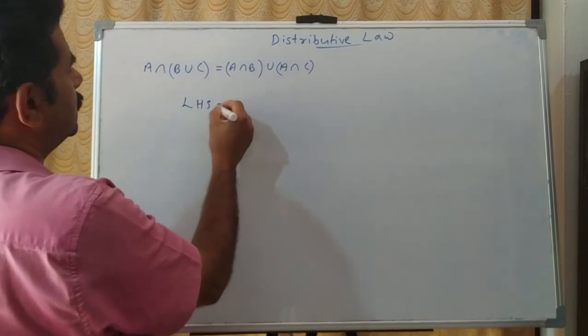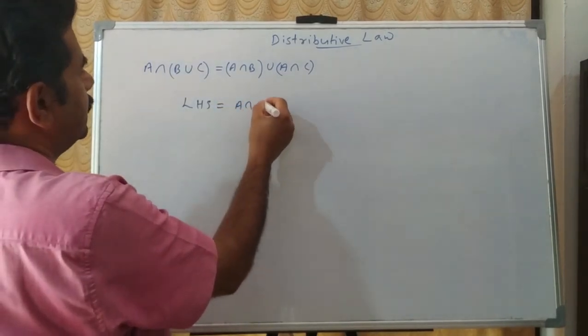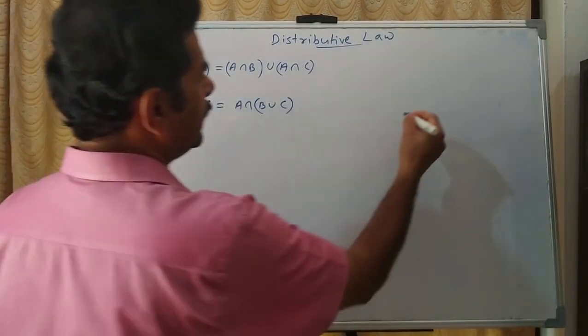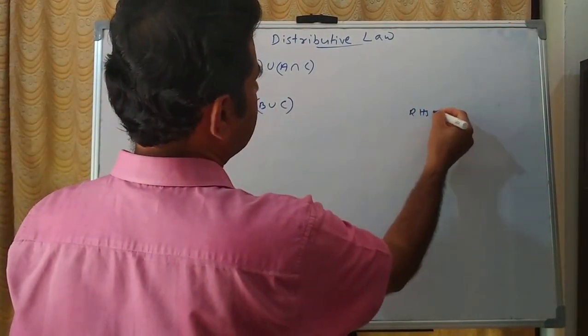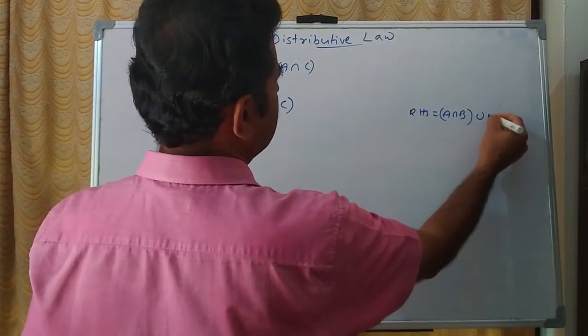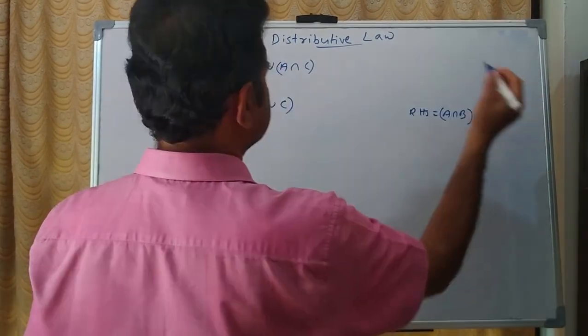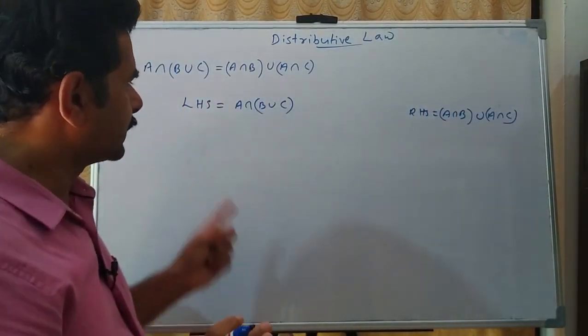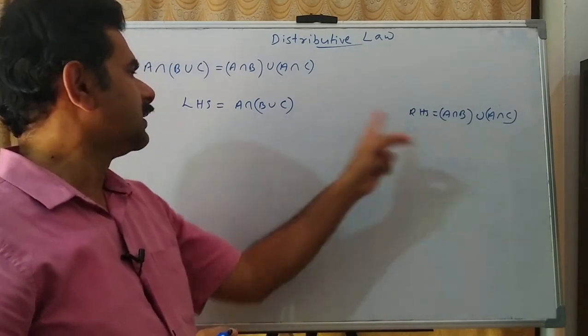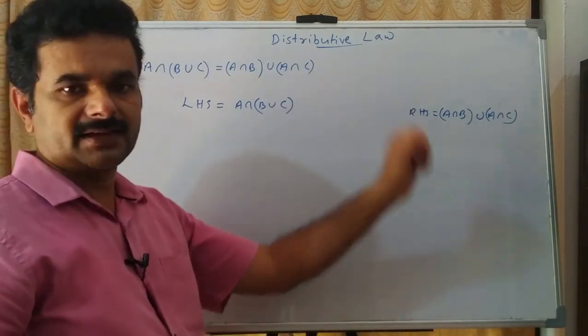Left hand side is what? A intersection B union C. Yes. Then what is right hand side? Right hand side, A intersection B union A intersection C. So we have to examine whether these two, the left hand and right hand sides, are equal.